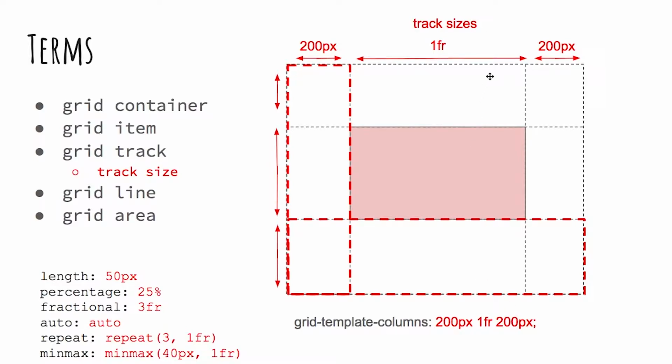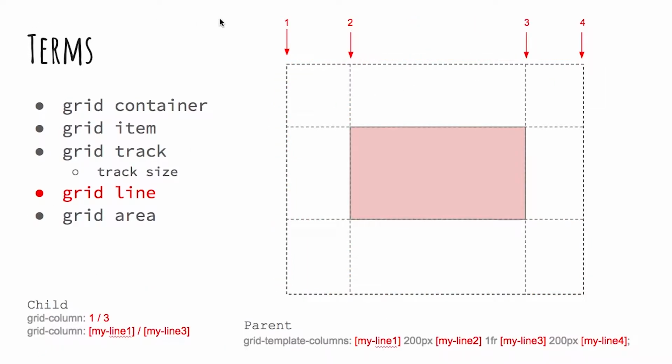The fractional unit will stretch to fill the available space there. Grid lines, as we discussed earlier, are the lines that surround the tracks. Starting from 1, they're indexed all the way until the end. So if you have 3 tracks, you'll have 4 grid lines. And you can reference these in the child property grid column or grid row, and other child properties as well.